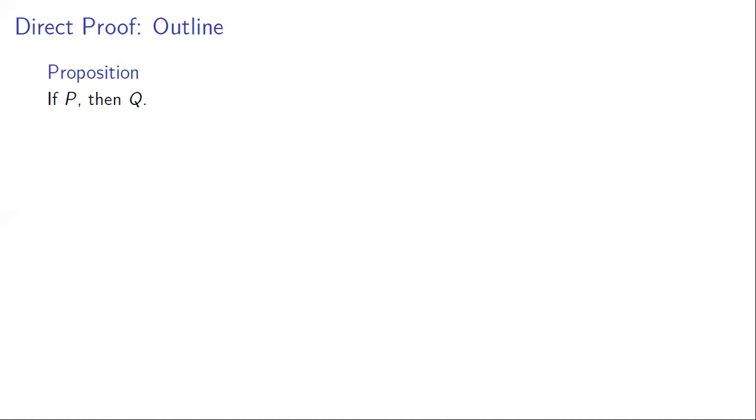For a direct proof, it has to have the form: if P, then Q. So if something, then something. That has to be the form. Now, this could be a little more complicated. It could be like if something and something, then something else. That's also okay. But the point is it has to be an if-then kind of statement.